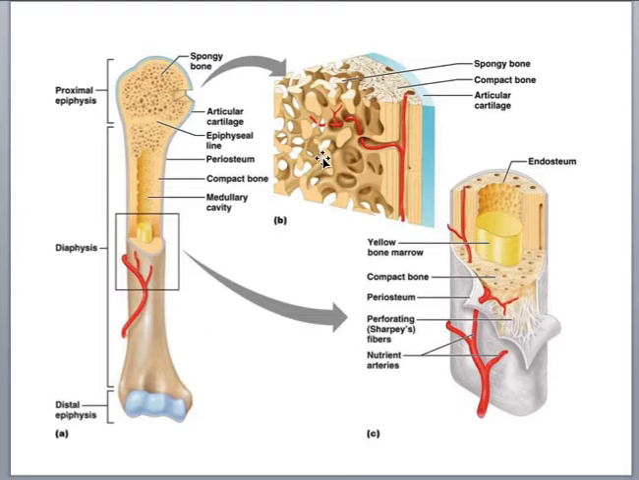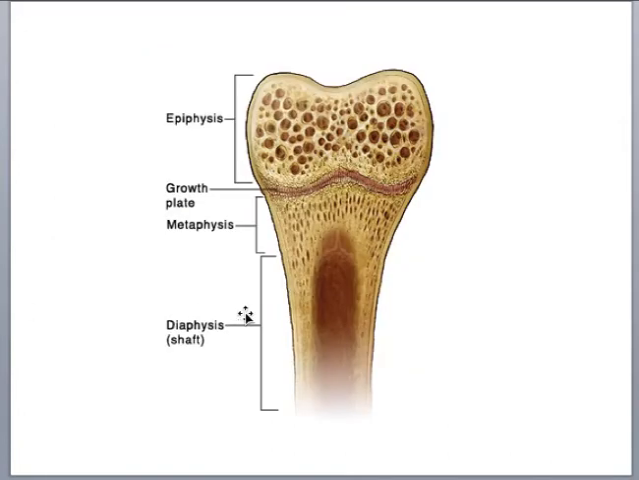Red bone marrow actually produces all of your blood cells. Red and white blood cells, okay, are produced in the red bone marrow. Okay, and actually this yellow bone marrow can convert to red bone marrow if needed, if you're really low on blood volume, all of that.